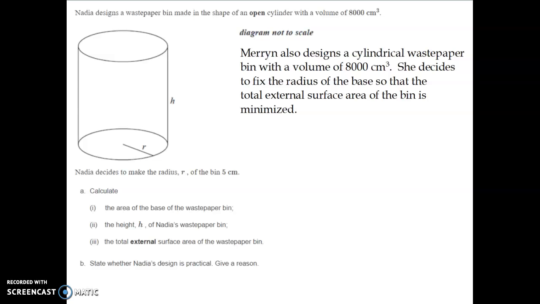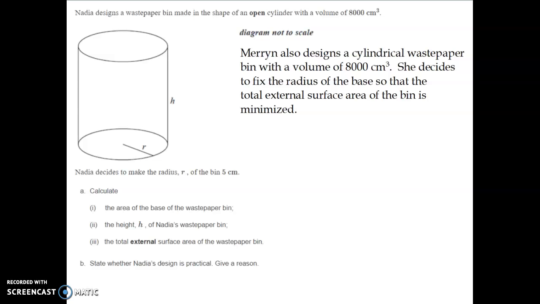So I have two situations. I have a waste paper bin designed by Nadia, and I have a waste paper bin also designed by Marin. The part about Marin is in a different font only because I could not get her part to copy properly, so I just wrote it on there myself. But the way the actual IB question is worded, both Nadia's situation and Marin's situation are given at the beginning. Both of them are creating a cylindrical waste paper bin, and both of them have a volume of 8,000 centimeters cubed. Now, the way they are going to actually construct the waste paper bin is different. So Nadia first. Nadia decides to make the radius of the bin 5 centimeters.